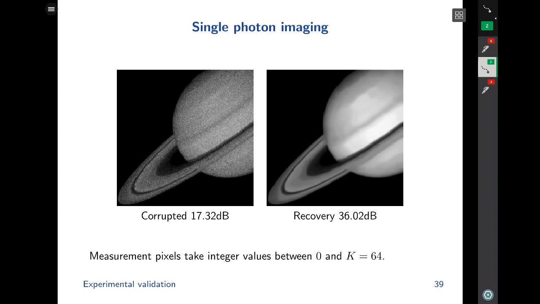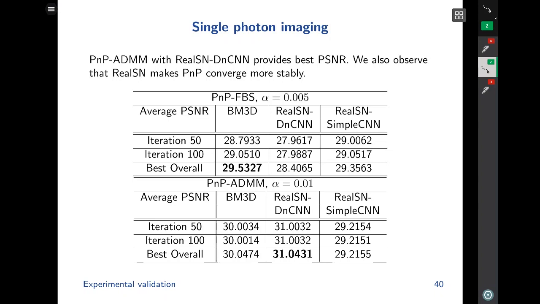These two tables show the PSNR of our experiments. Overall, plug-and-play ADMM with DnCNN trained with real spectral normalization performs the best. We also observe that real spectral normalization makes plug-and-play converge more stably.